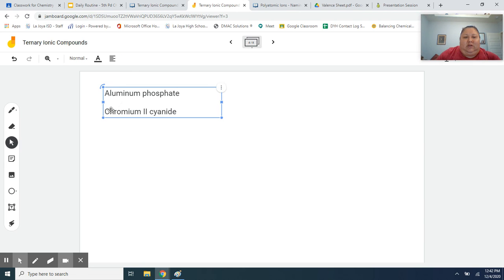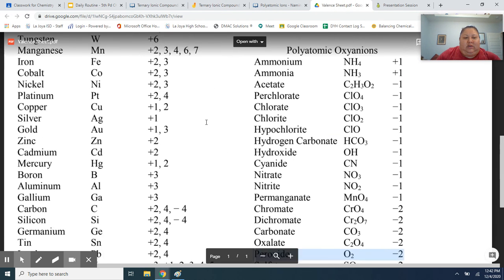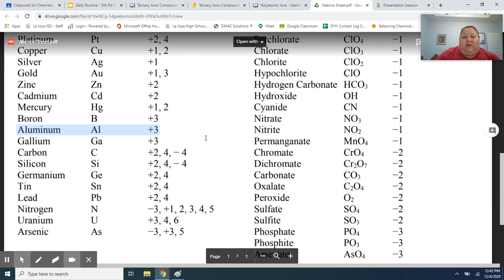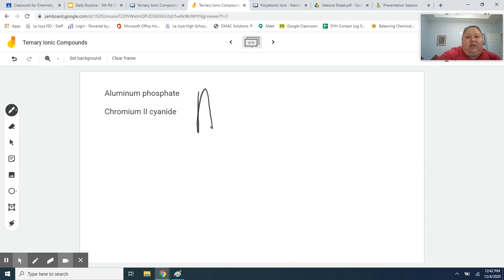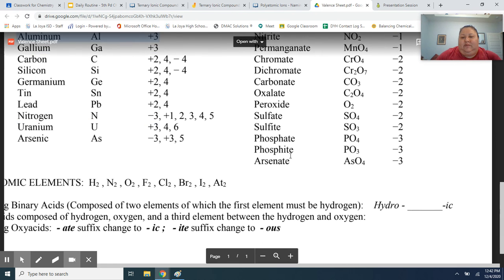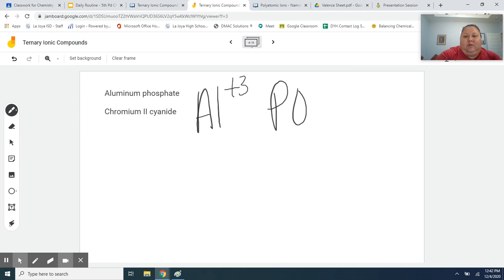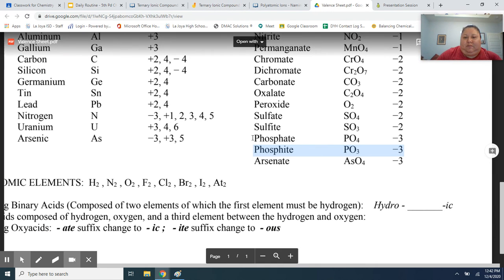All right. So aluminum, if you look it up on your valence sheet, right here towards the bottom, Al with a +3 charge. So that's what I'm going to write. Al with a +3 charge. Phosphate, if I look it up, over here towards the bottom, PO3 -3. Isn't it PO4? I think it's PO4. I'll double check it. I put the wrong one. That's why. I put phosphite versus phosphate. Yes, it is PO4.